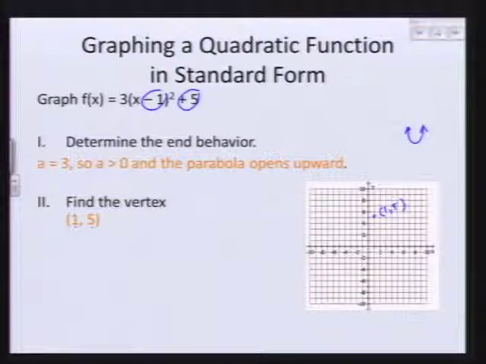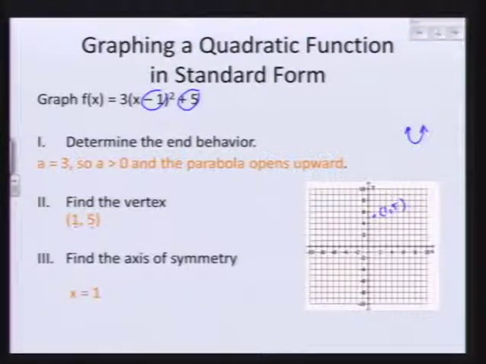All right, next we're going to see that we can find the axis of symmetry. The axis of symmetry is x equals 1. So we're going to come up here and sketch this. There's our axis of symmetry at x equals 1. Again, we have a parabola that's open upward. We found the vertex of (1, 5), and so we've graphed that and looked at the axis of symmetry.